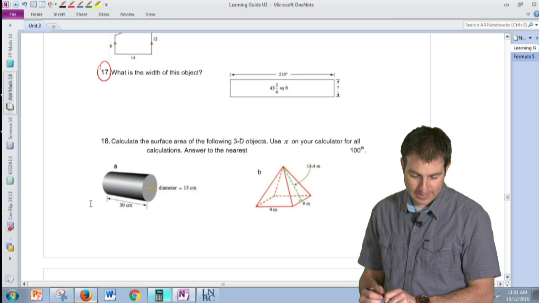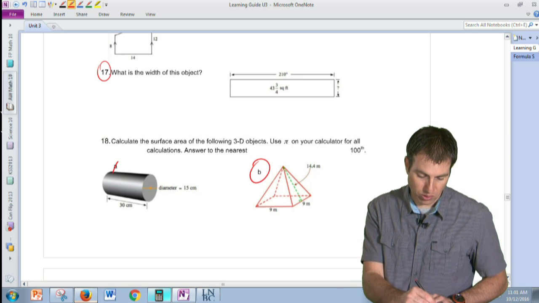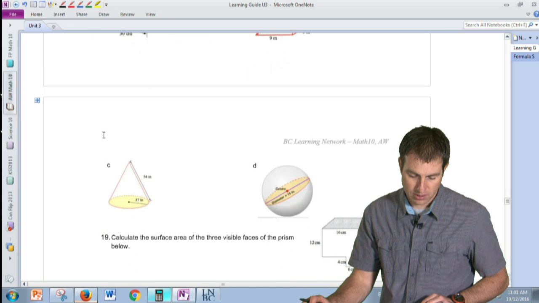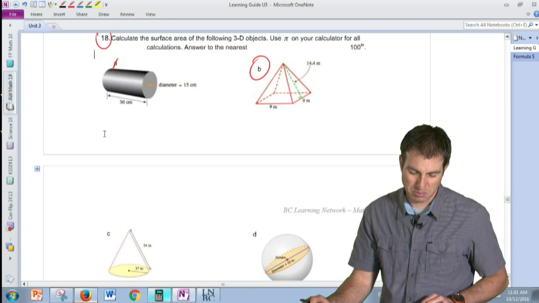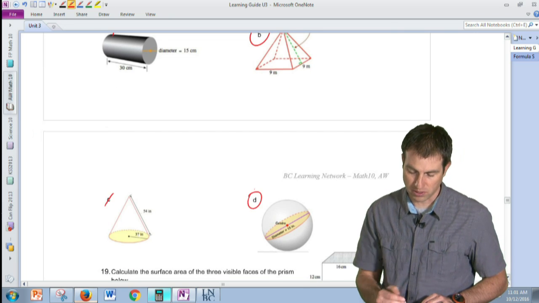Let's do the pyramid. I like the pyramid, Emery. Thank you. Let's not worry about the cylinder. That's just too easy. And then the pyramid's kind of like the cone, so we won't do the cone. Let's do the sphere. That'll be fun.